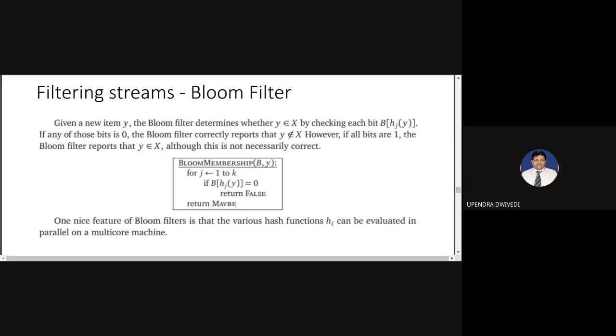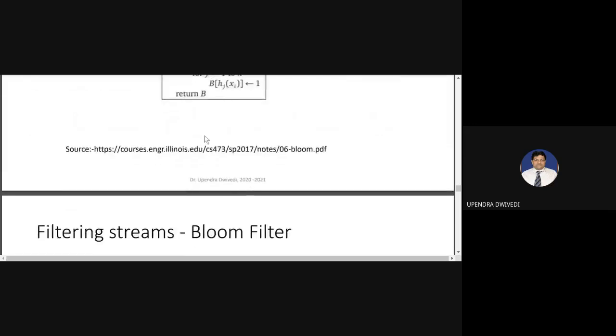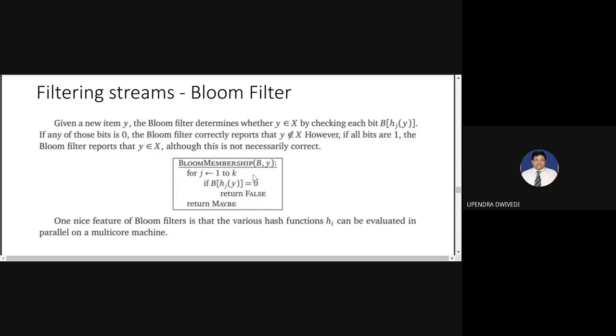You will find that if a particular location is set to 1, it means the new item y is represented by this set of x. So if that condition is set to 1, then your new item y will be represented by x1, x2, and so on up to xn. By writing this algorithm, we can filter out the whole stream. So this is called a Bloom filter.